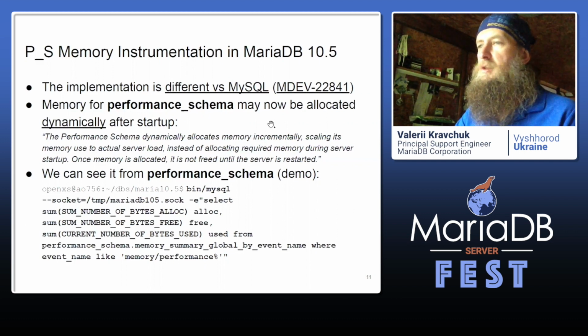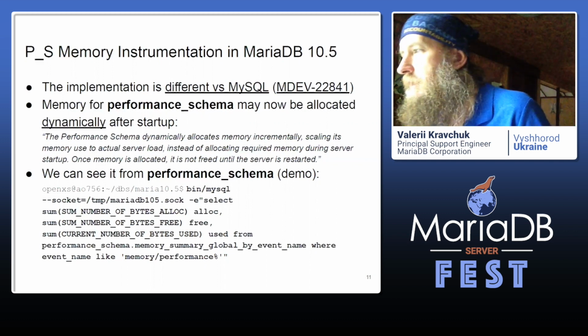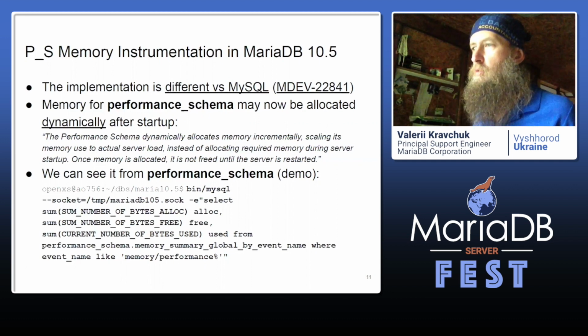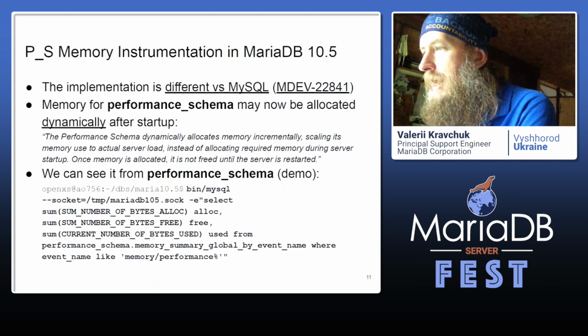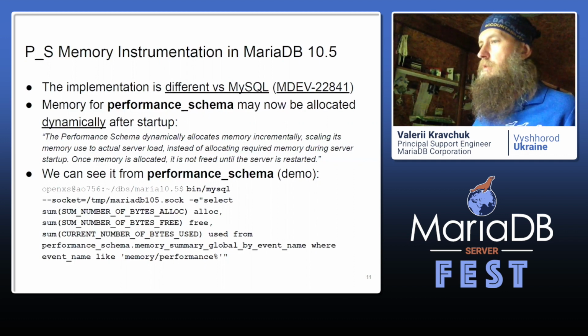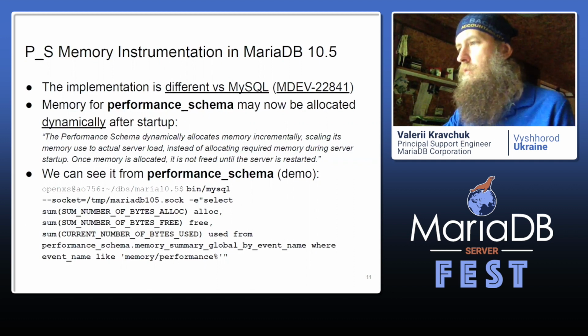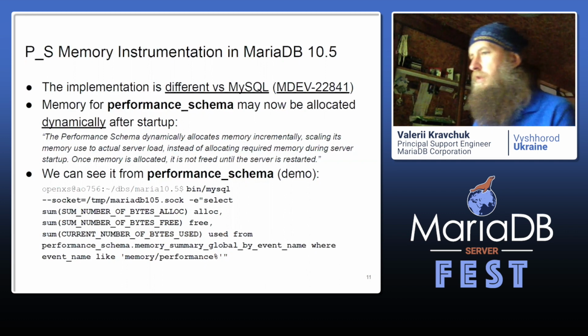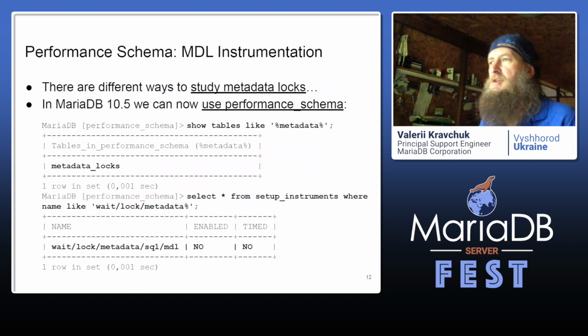I highlight once again the important detail that memory now may be allocated dynamically, so performance schema is a source of kind of memory leaks. And surely we can see a lot of other details. I've demonstrated a few different queries, so feel free to check different queries. Follow my blog post, where I explain all this stuff.